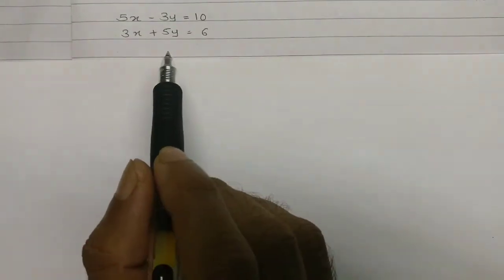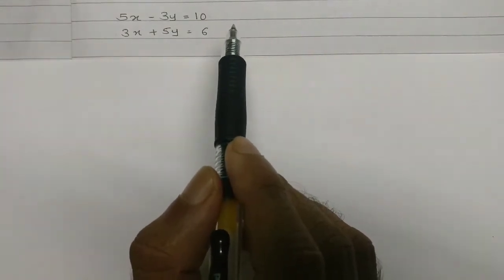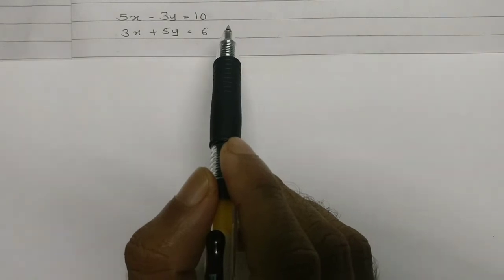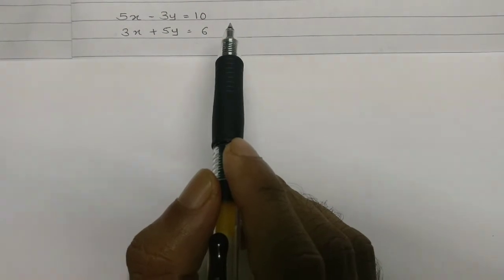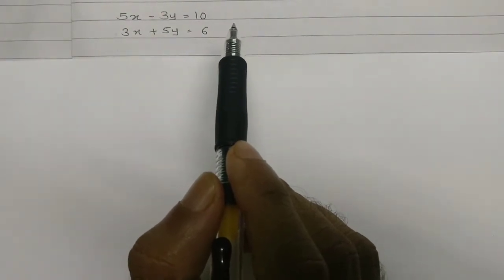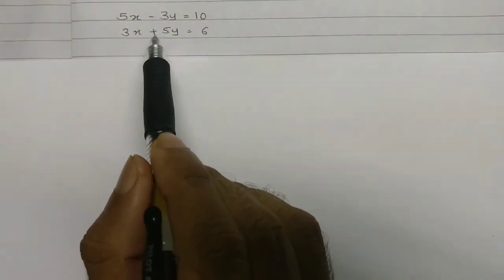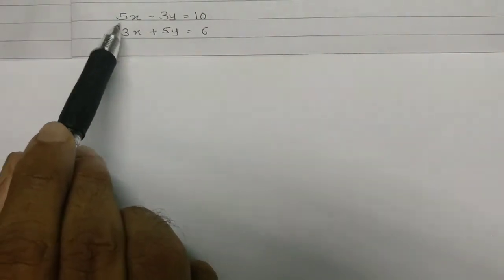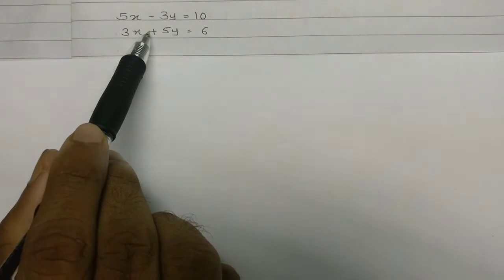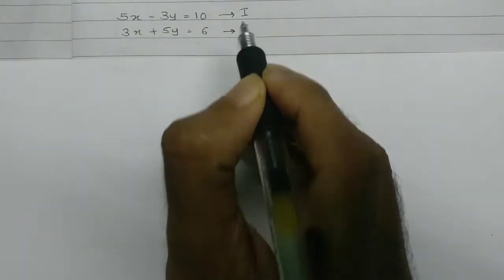Till now what we have seen are linear equations of two variables. Either the signs were different and the coefficients were same, or the coefficients were same, the signs also were same, and we know how to solve them. In this case, we have different signs and different coefficients. If you look over here, either the signs are same, coefficients are different, or signs are different and coefficients also are different. So I have equation 1 and equation 2.